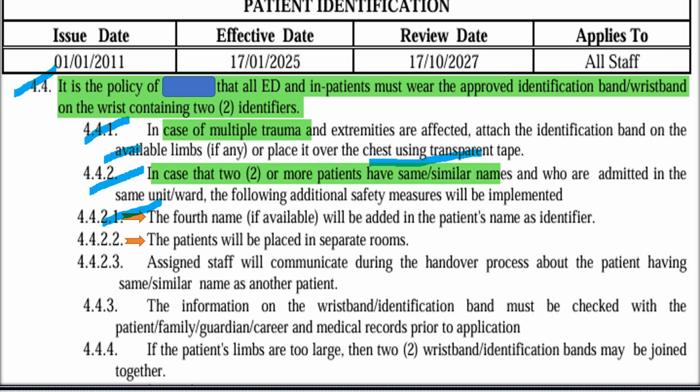So here, this is not 4. The 4 names, if available, will be added to the patient's name as identifier, and the patients will be placed in separate rooms. Now, assigned staff will communicate during the handover process. I mean, you need to endorse this one or add to your endorsement. And then the information on the wristband must be checked with the family, patients, or guardian, carer, and medical records prior to application. And if the patient's limbs are too large, then 2 identification bands may be joined together so that it can accommodate the large limbs of the patient.